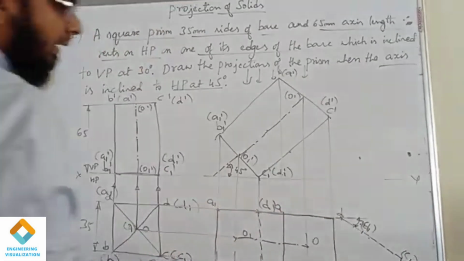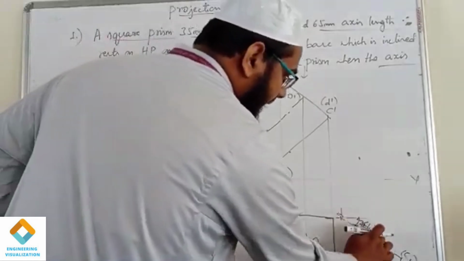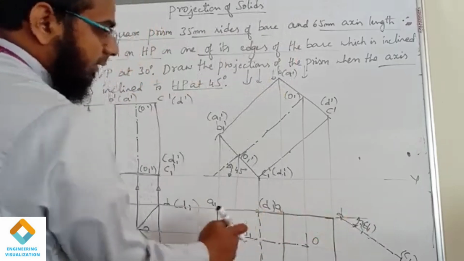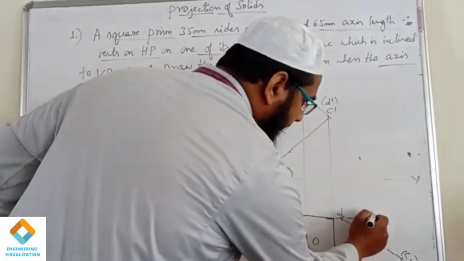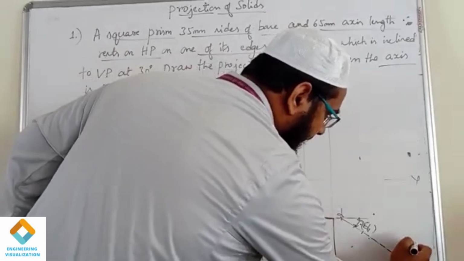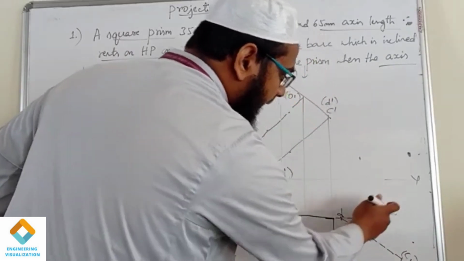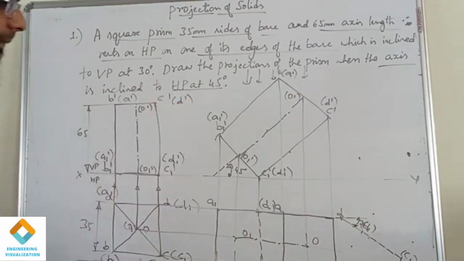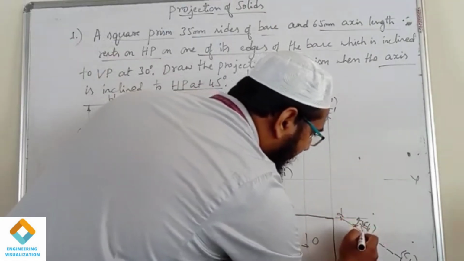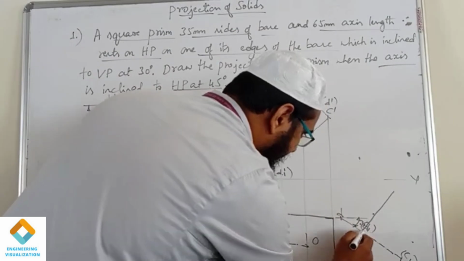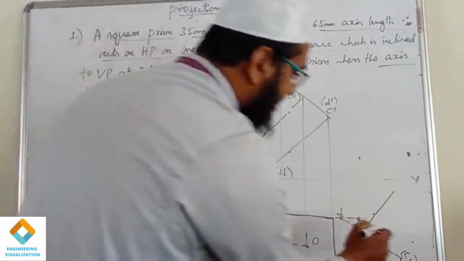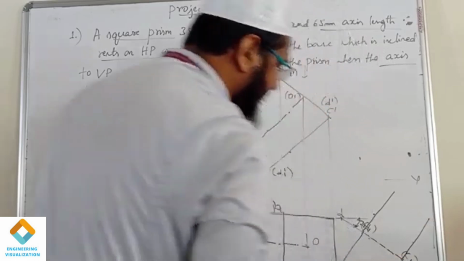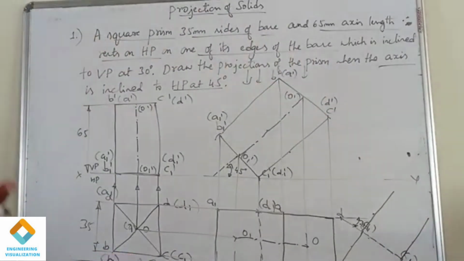So what we do here is take the protractor and mark 90 degrees on both sides, because these lines are exactly perpendicular to this. Keep the protractor here and mark 90 degrees. Similarly, keep the protractor here and mark 90 degrees. After that we draw a straight line here.